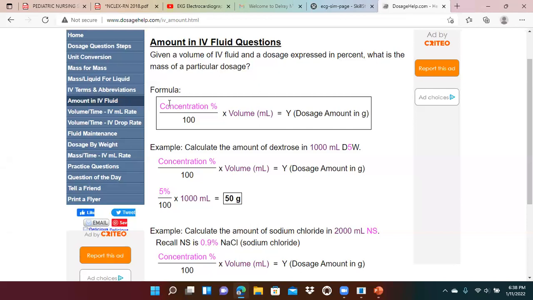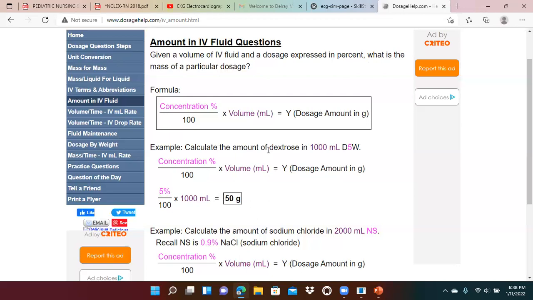So the formula says concentration percent divided by 100 times volume equals the dose amount in gram. So what is the mass of a particular dose? Dose amount in gram equals concentration percentage divided by 100 times volume.